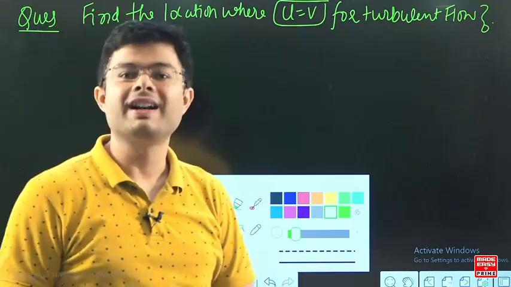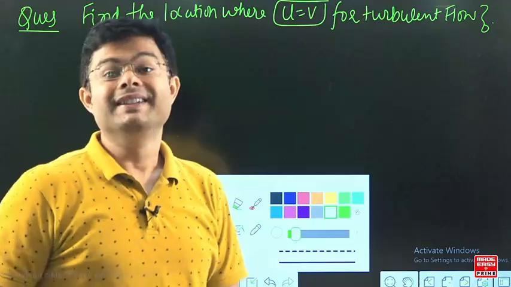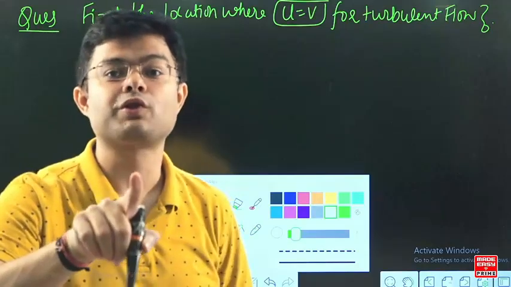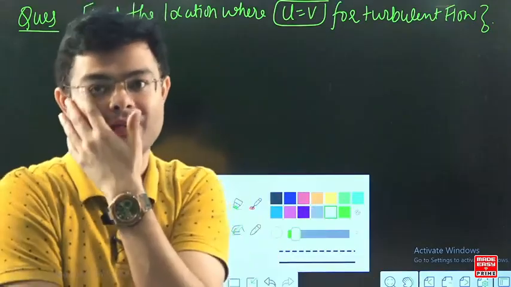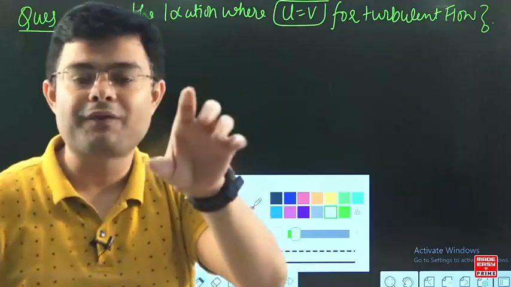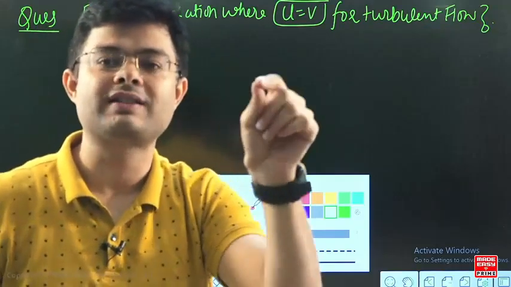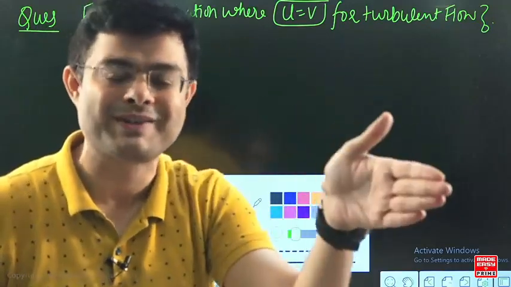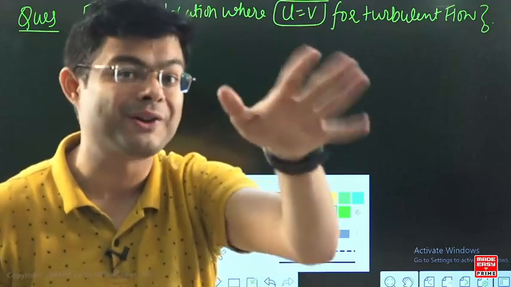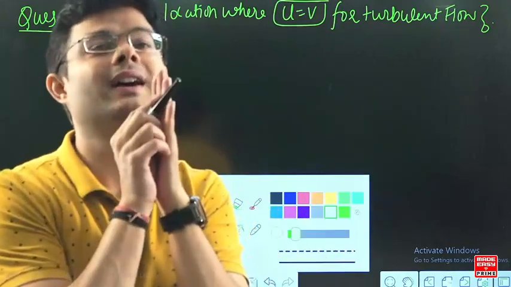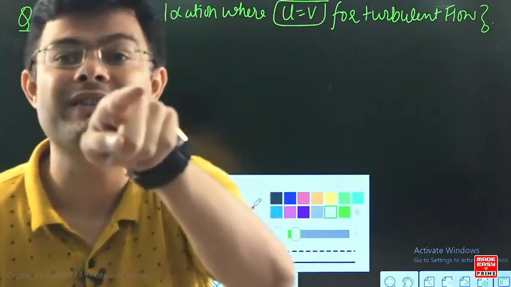My dear students, this same variety of question was already solved in laminar flow. In laminar flow, we found out the location of such a point where the local velocity becomes equal to the average velocity. You can check your notes also. The answer was 0.707 of R.